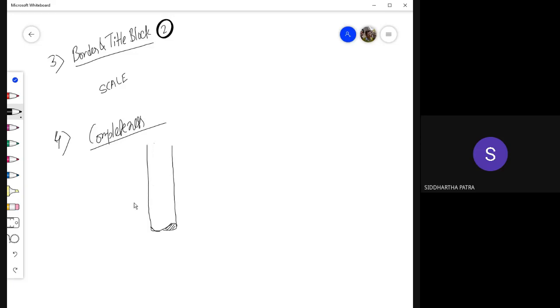So let's say this is the outer diameter, so it's an internal thread. So let's say that outer diameter is d.